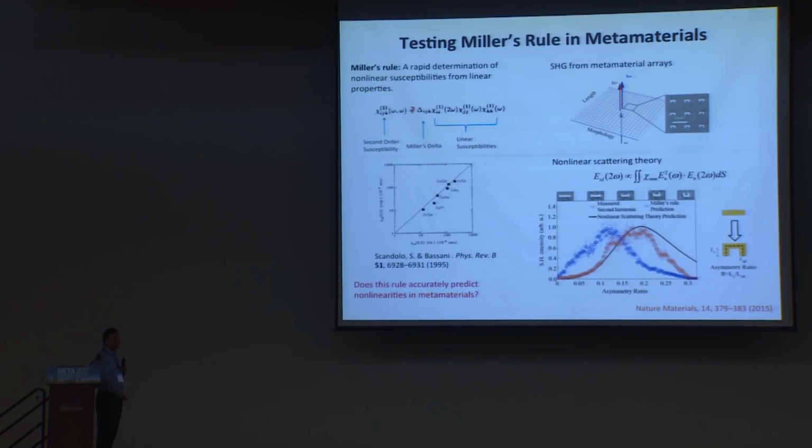The other topic we have been exploring is the so-called famous Miller rule in nonlinear optics. Miller's rule is an empirical relation that links the nonlinear property of crystals with the linear response. Mr. Miller found a simple Miller delta that describes this relation. This is how people find nonlinear crystals: you only measure the linear response and try to derive the nonlinear response. But the question is, does this Miller rule really apply to metamaterials? We spent some time on this and discovered that the answer is no.